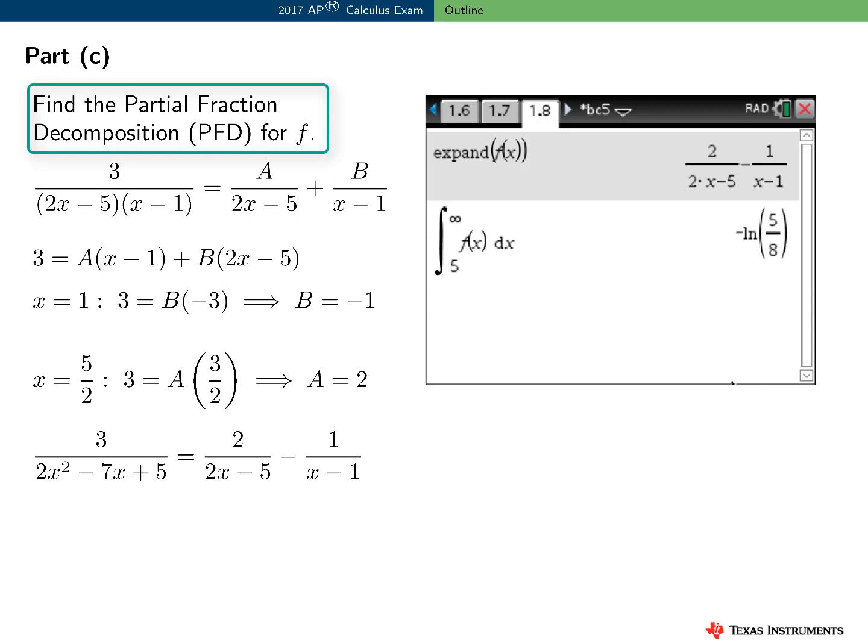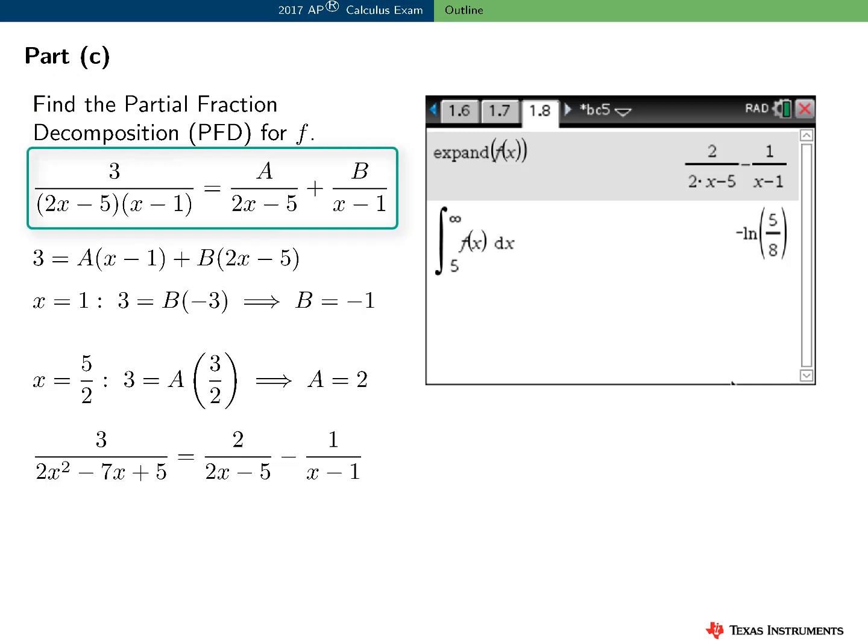In part C of the free response question, I wanted to make some comments about the partial fraction decomposition, which was given in the statement of the question. However, in our classes, we probably ask students to find the partial fraction decomposition. Now, in this case, the denominator of f is the product of two unique linear factors, both raised to the first power. So the PFD must be in this form.